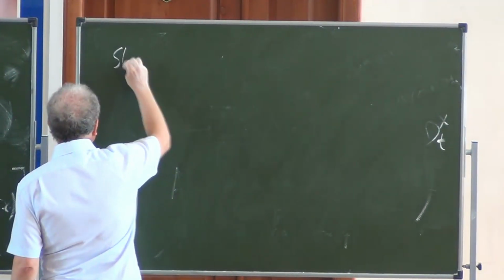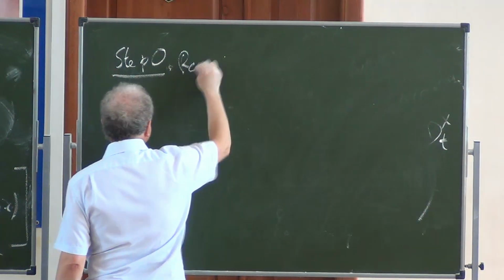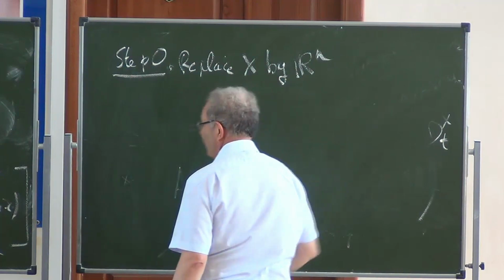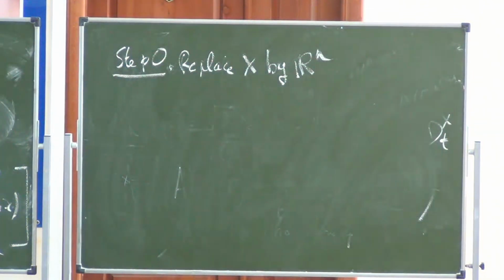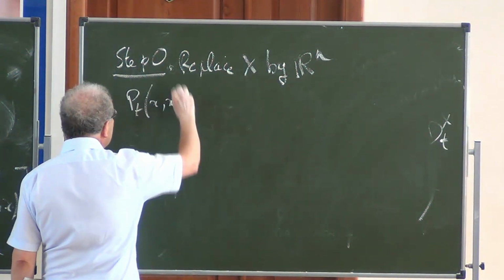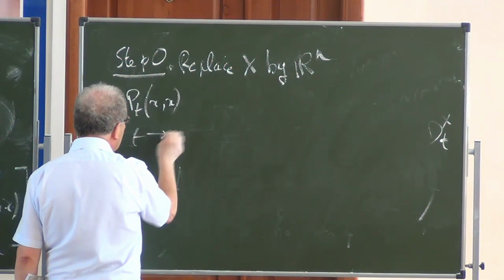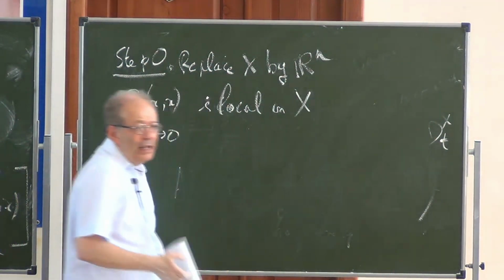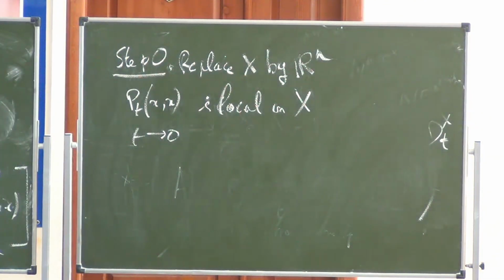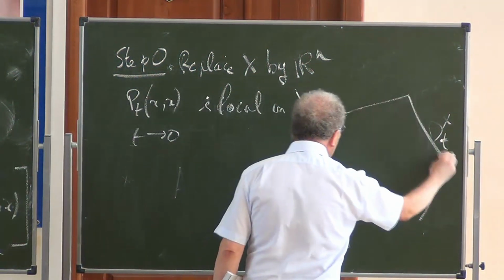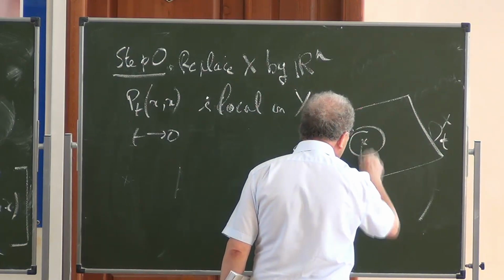Okay, step number 0: replace X by Rn. What this means is that the behavior of Pt of x and x as t tends to 0 is local on x. Being local on x means that you only need to know the metric and everything near a point x. So it is no obstacle to replace X by Rn and to assume that we are on Rn. Let's say in a small open set we have a non-trivial metric.